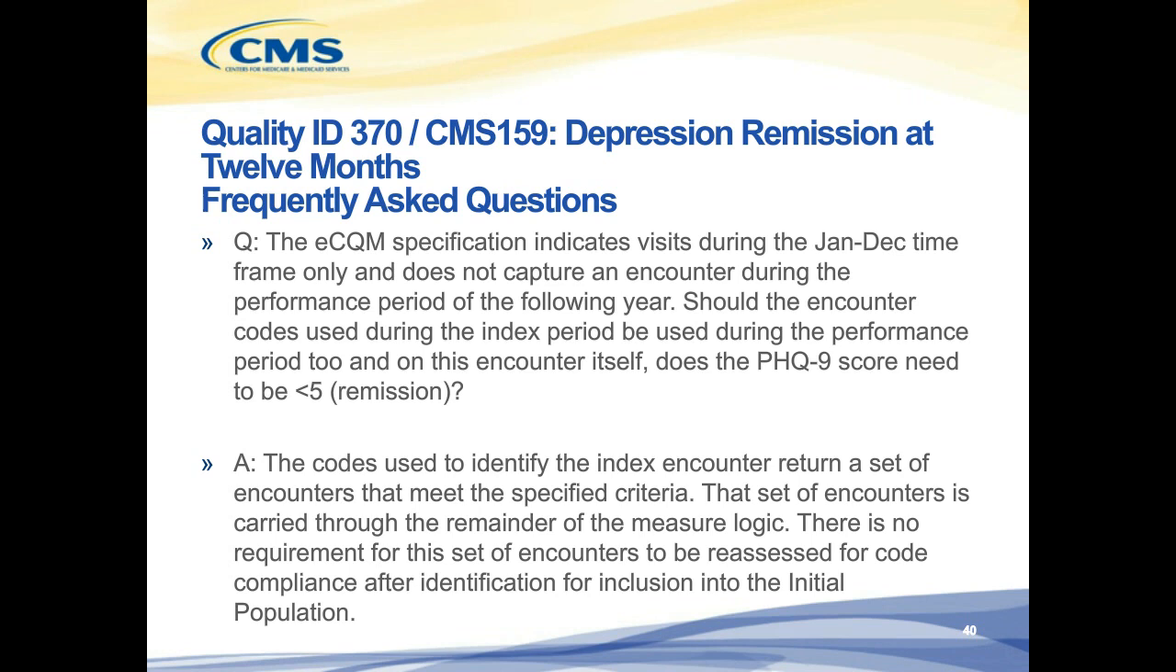This denominator identification period occurs prior to the measurement period and is defined as 14 months to 2 months prior to the start of the measurement period. So for patients with an index event, there needs to be enough time following the index for patients to have the opportunity to reach remission at 12 months plus or minus 60 days after the index event. And fulfilling the numerator criteria does not require an additional encounter, just the assessment score of less than 5.